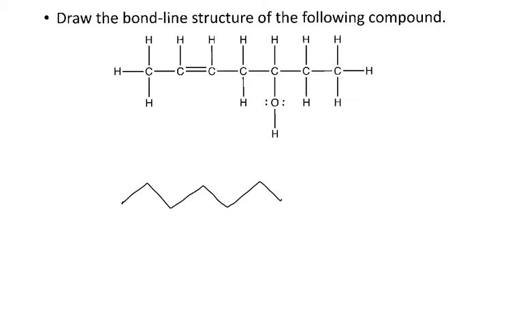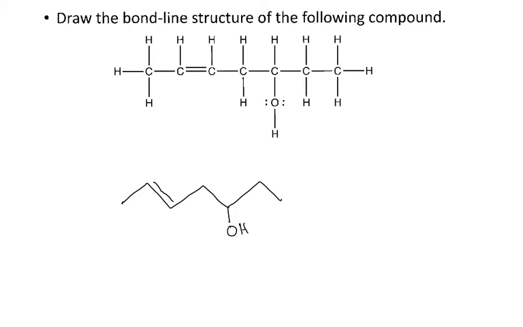Between the second and third carbons, I have a double bond, so that's between these two here. I need to put in the double bond. And then on the fifth carbon, 1, 2, 3, 4, 5, I have an oxygen. So I need to show the oxygen, and the hydrogens connected to the carbons I don't have to show. But any hydrogens connected to anything that's not carbon, I've got to show. So I've got to tell you that it's an OH.